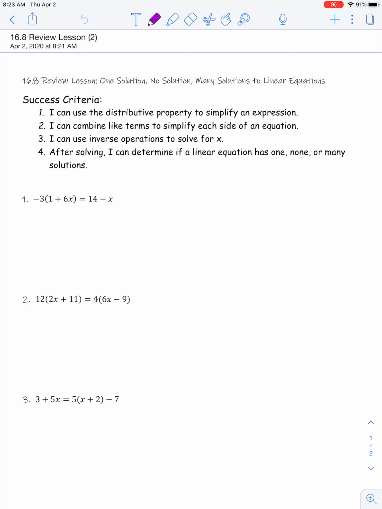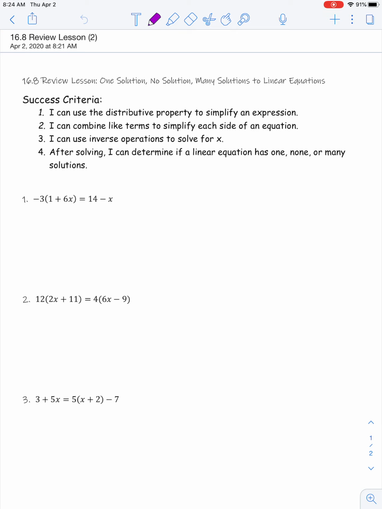Hey guys, so next lesson is going to be a review on 16.8 where we are still solving linear equations, but now we're talking more about the nature of the solutions. So we're going to solve and then we're going to determine whether the equation has one solution, no solution, or many solutions. So up until this point, every equation we've solved has had a solution. Moving forward in this unit, that's not always going to be the case.